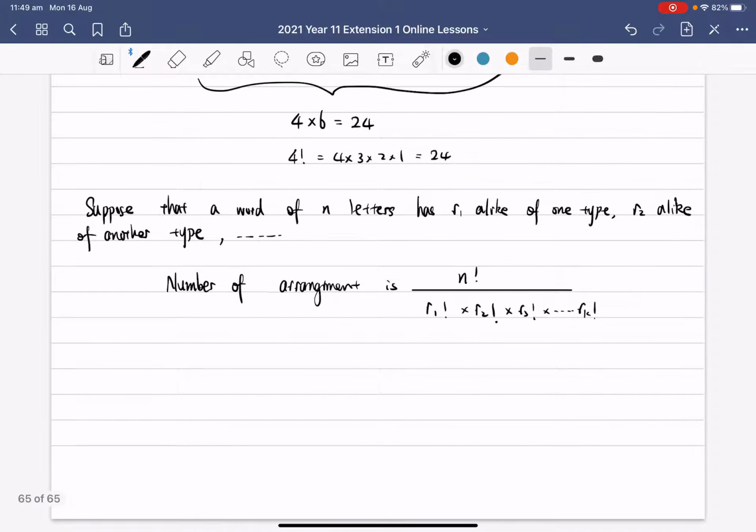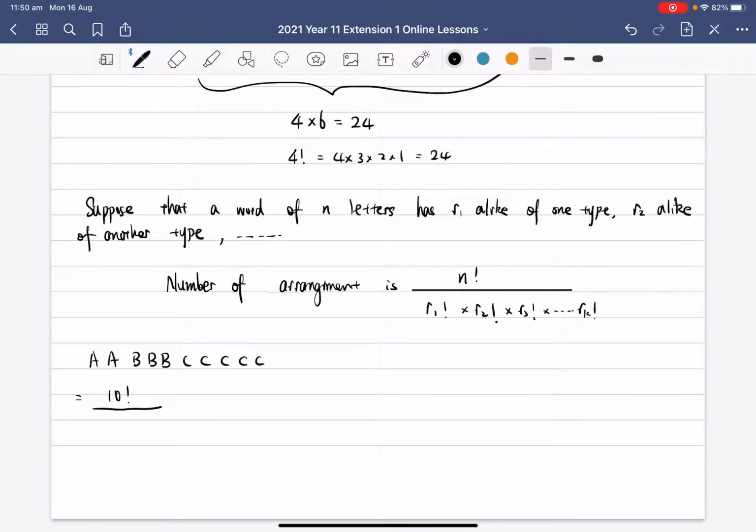So a very simple example is if we have A, B, B, B, C, C, C, C, C. All right, and the question asks you for the number of arrangements. In this case, first we count the number of elements there. So that's 1, 2, 3, 4, 5, 6, 7, 8, 9, 10. So we've got all 10 of them. Now if all these 10 letters are distinct, like A, B, C, D, E, F, G, then it will be just 10 factorial.